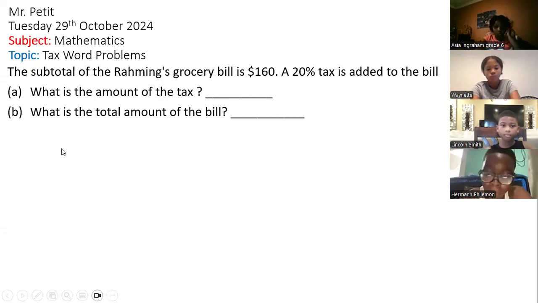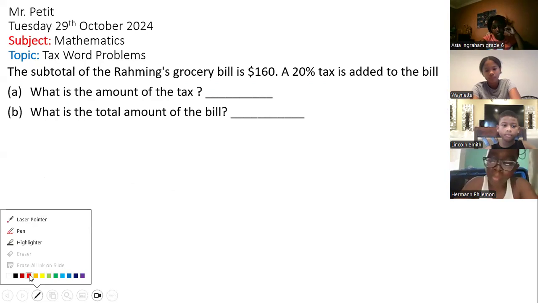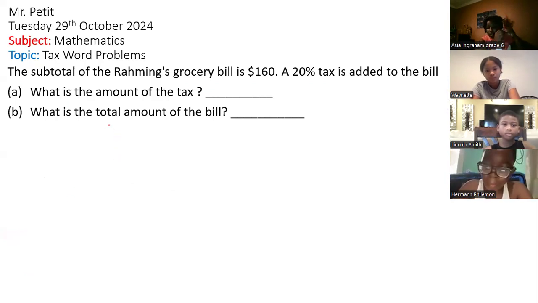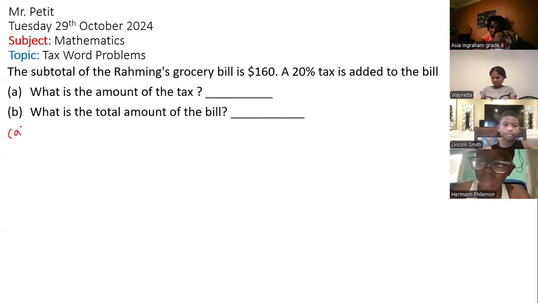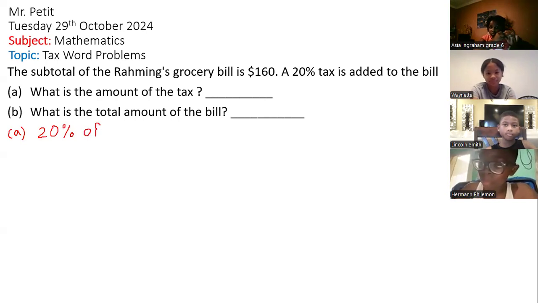What is the percentage of the tax? 20%. So let's do A. It's going to be 20% of what? $160. 20% of 160. Now, what do we know that of means? Multiply. That means that we're gonna multiply.